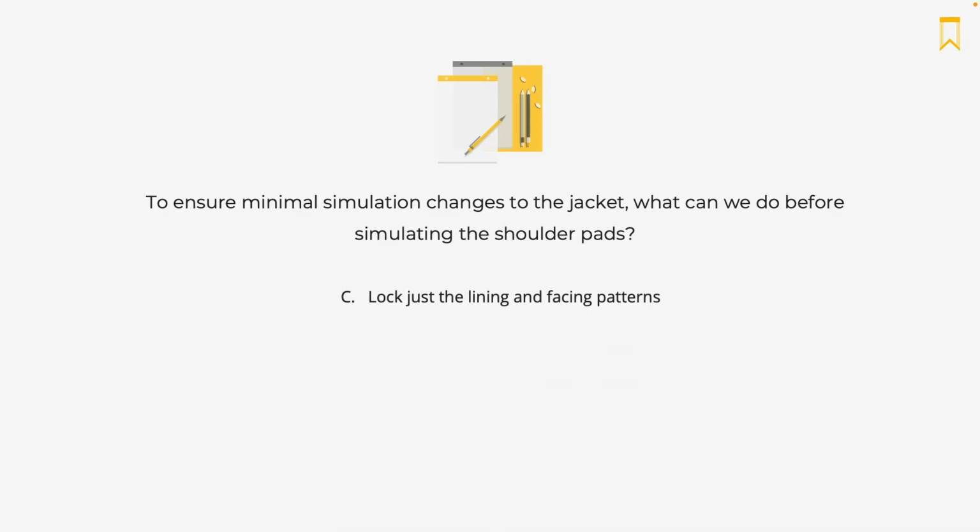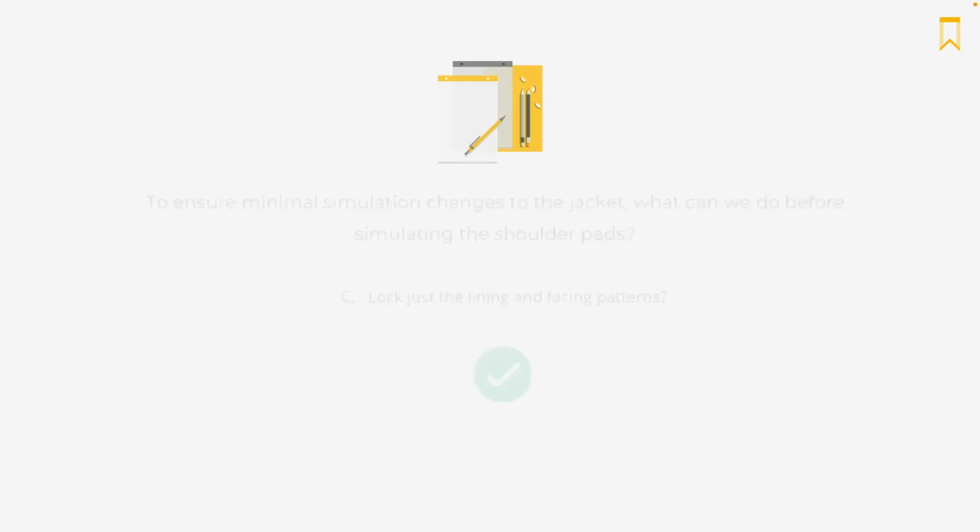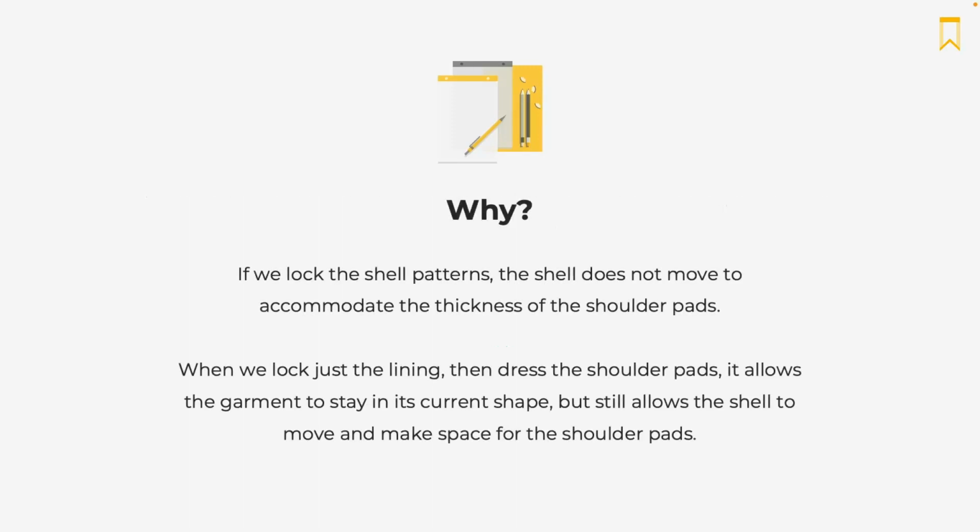If you answered C, then you are correct. So why shouldn't we lock the whole garment or just the shell patterns? This is because we need the shoulder pads to go in between the shell and the lining. If we lock the shell, the simulation will not move to accommodate the thickness of the shoulder pads. Instead, by locking just the lining and facing patterns, it allows the garment to stay in its current shape, but also allows the shell to move and adjust to the shoulder pads.